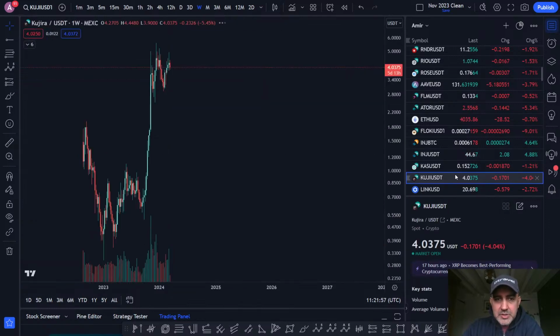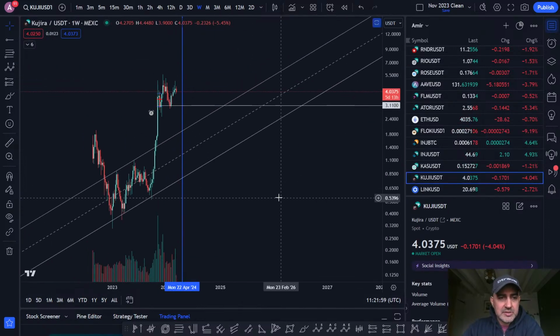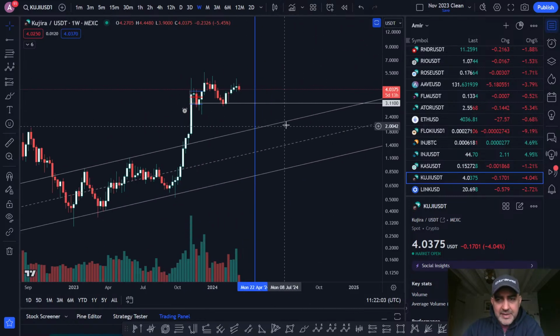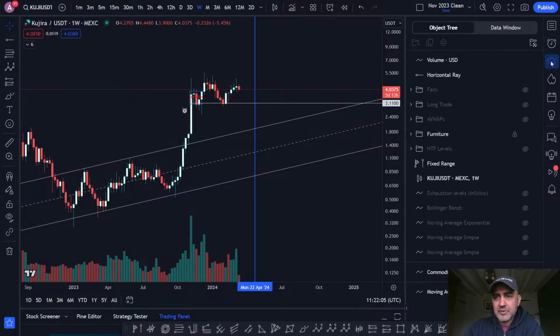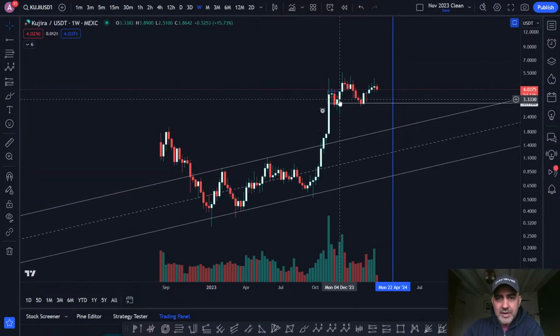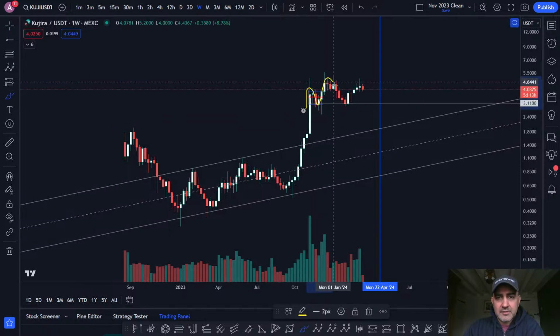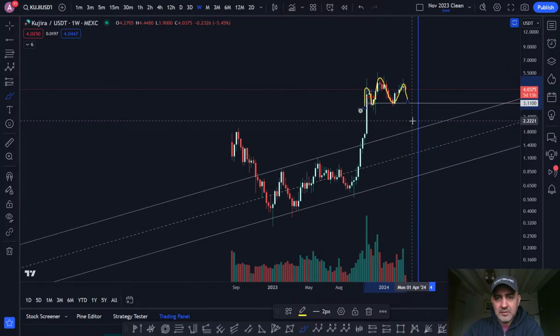Look at these ones. Kuji. I mean, Kuji is just unbelievably bullish. Can't doubt it. Forming a little bit of a head and shoulders pattern on Kuji right now. This is the weekly time frame, to kind of see it, there's a little bit of a head and shoulders pattern.